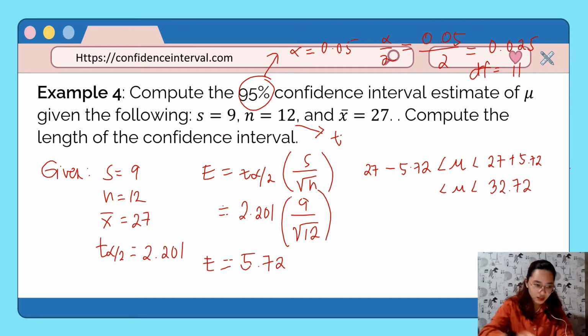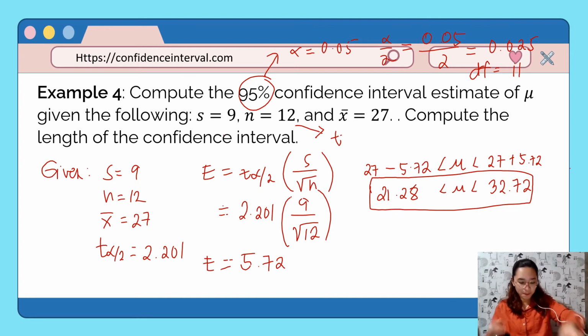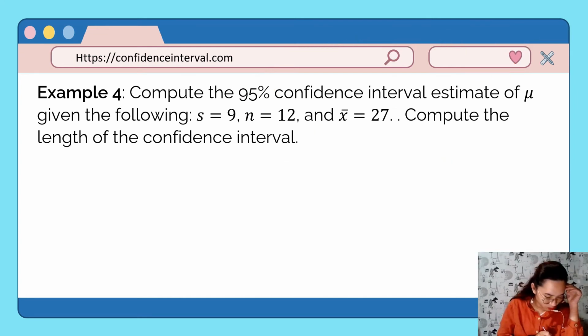32.72. And the lower limit naman po natin is 21.28. Okay. So, ito na po yung ating 95% confidence interval estimate. So, compute natin yung ating length of confidence interval.